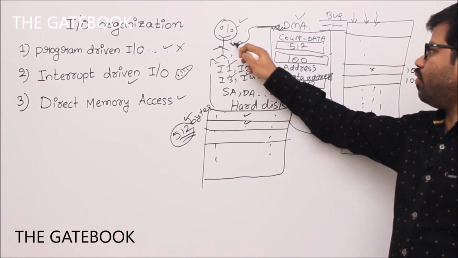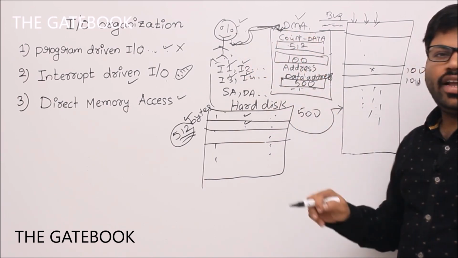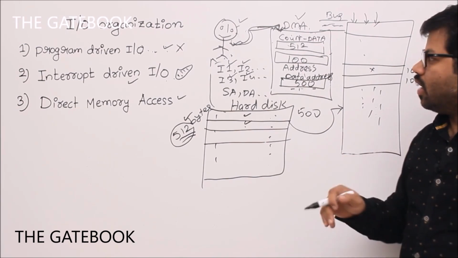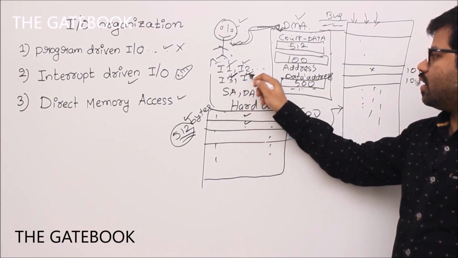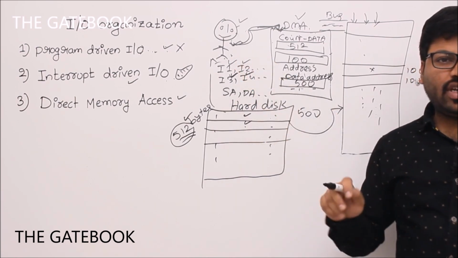Otherwise, the CPU will initiate that process by telling the DMA all these things, like what the data count is, everything. Then later it will continue with its instructions. Here there is one more thing: your CPU will not store any data.